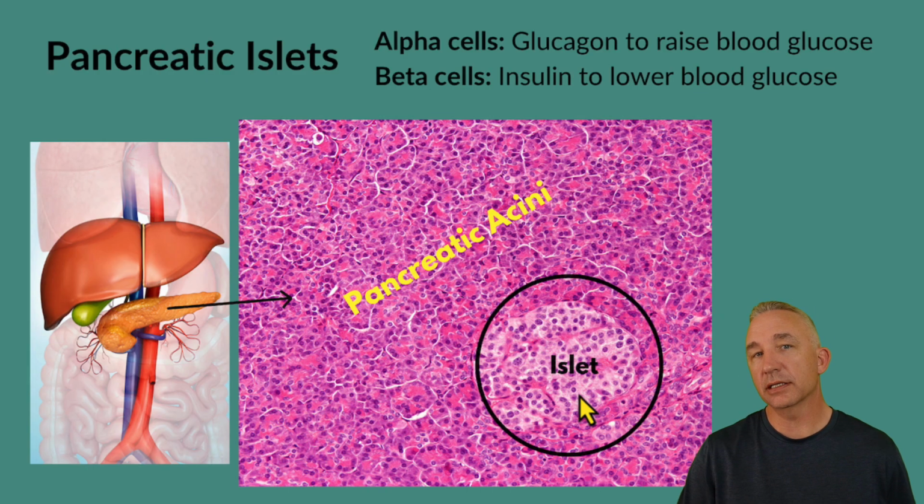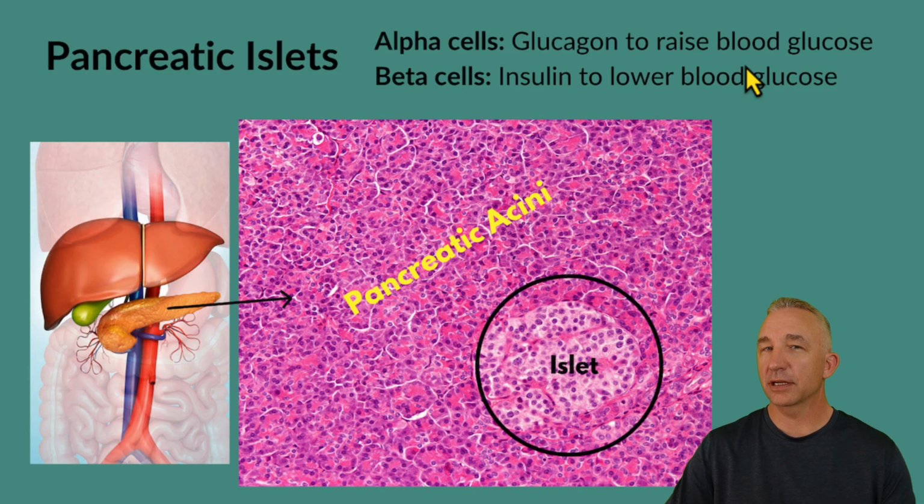So the pancreas is 99% digestive, meaning exocrine. This 1% pancreatic islets is where we see our alpha and beta to where we control our blood sugars. How do we do that? To raise blood sugars, we add glucagon. So the alpha cells are producing glucagon, the hormone to put in the blood, to raise those blood sugar levels.